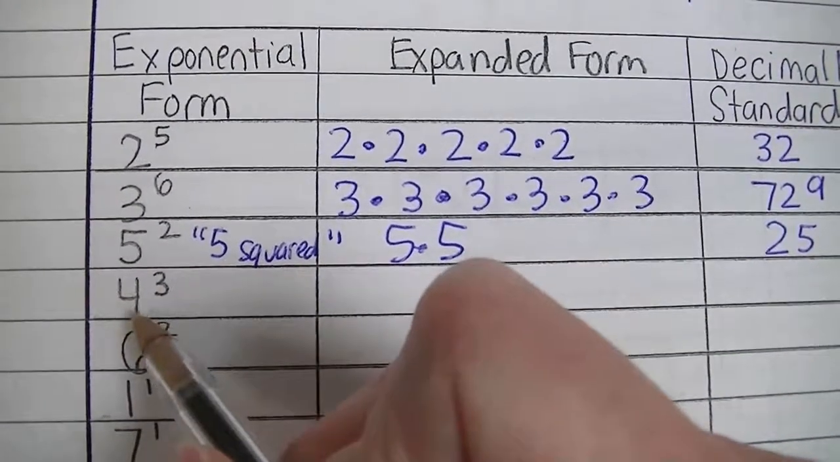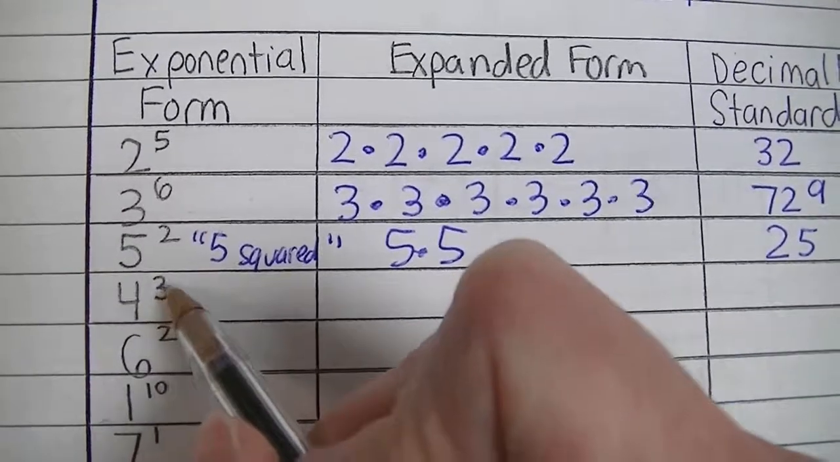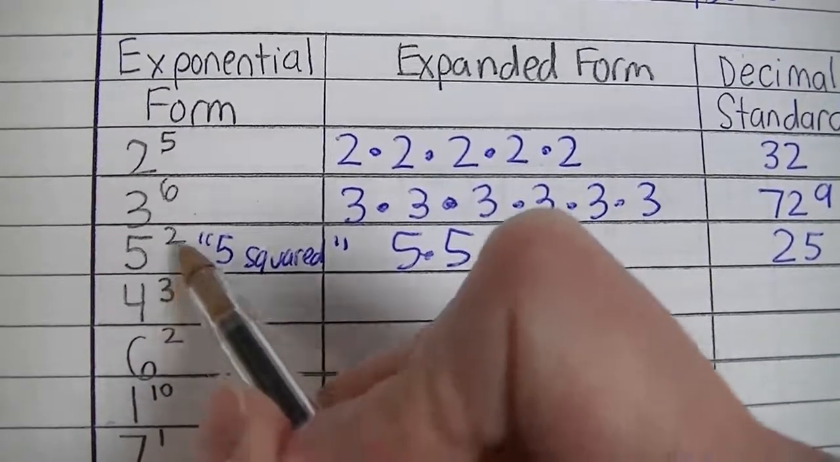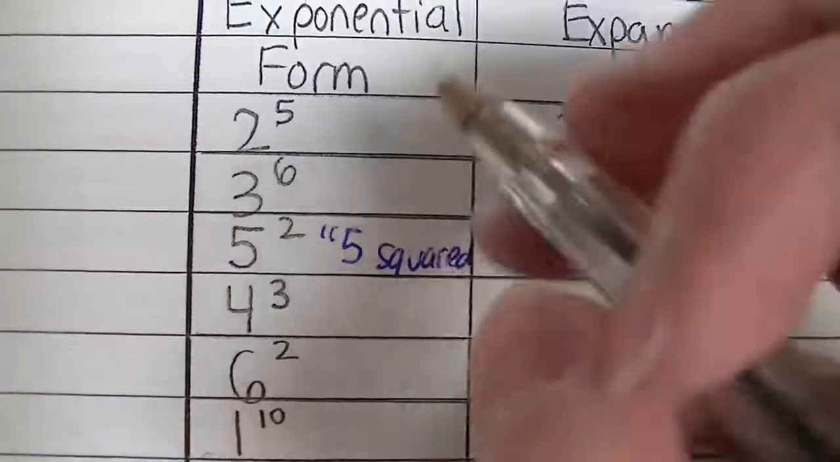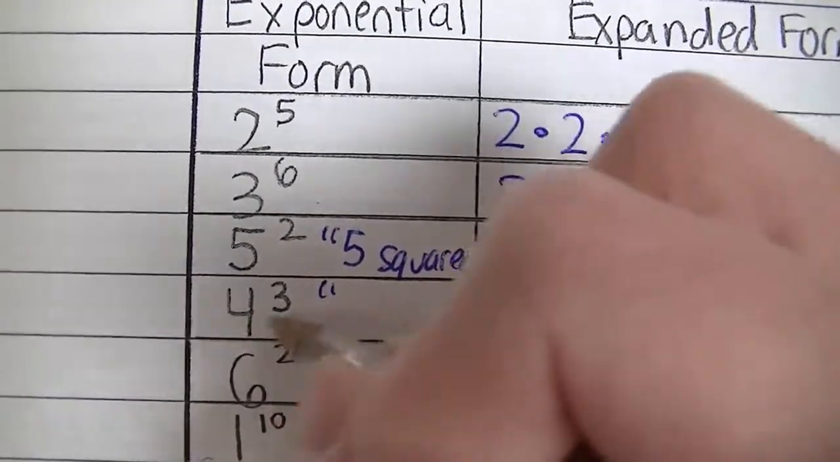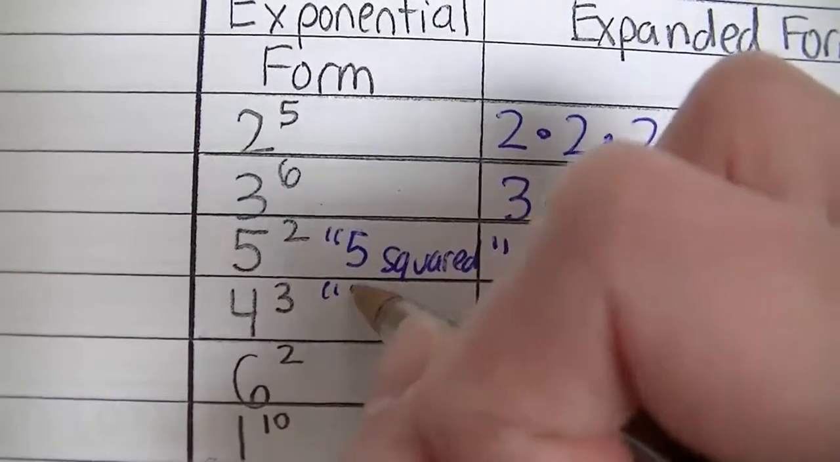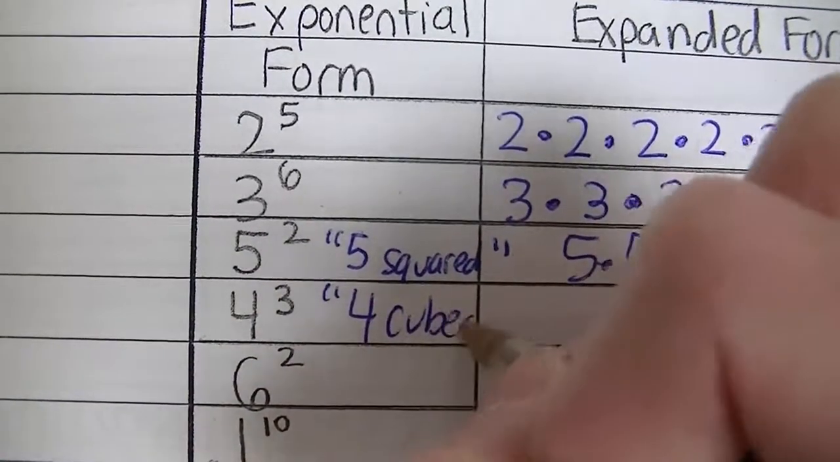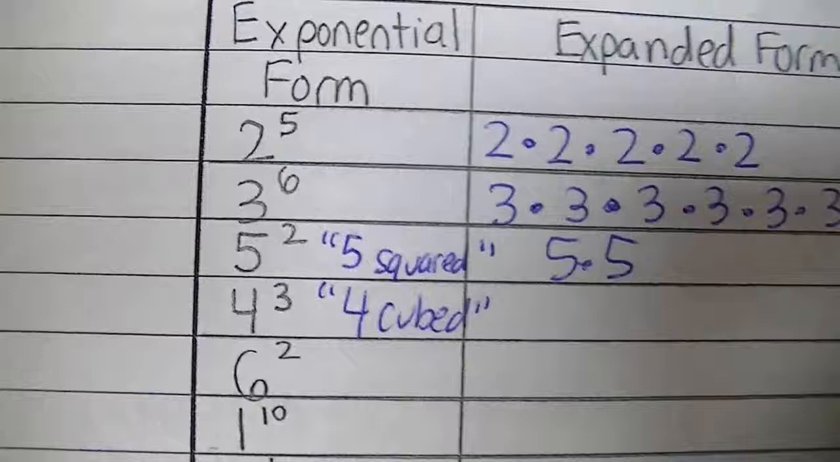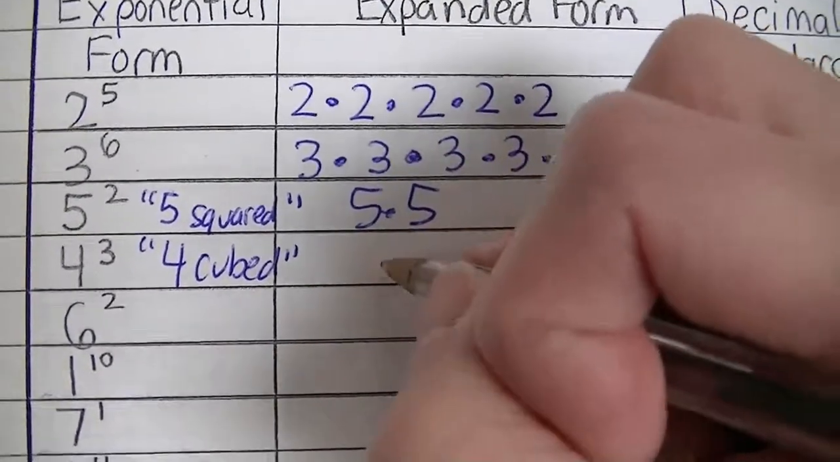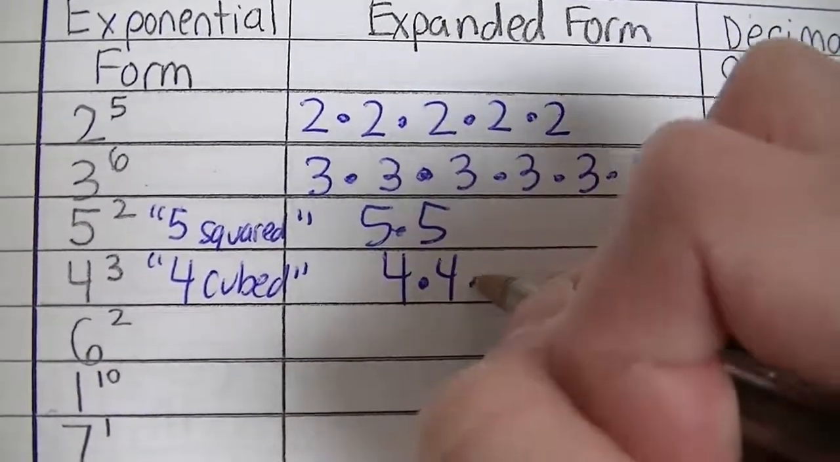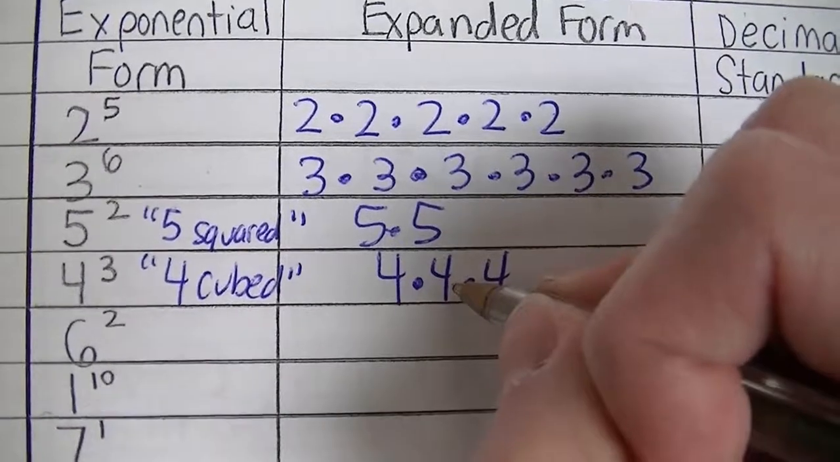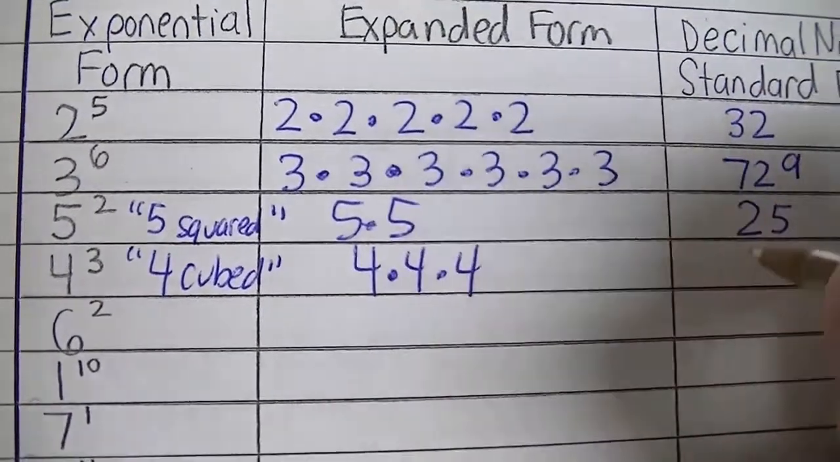When there's a base raised to the exponent of 3, that's also a special one. 2 and 3 are basically the special ones. So when you see it raised to the power of 3, you could say cubed. So when I see this, 4 cubed, that's how you'd say it. So anything cubed is raised to the power of 3. 4 times 4 times 4. 4 times 4 is 16, 16 times 4 is 64.